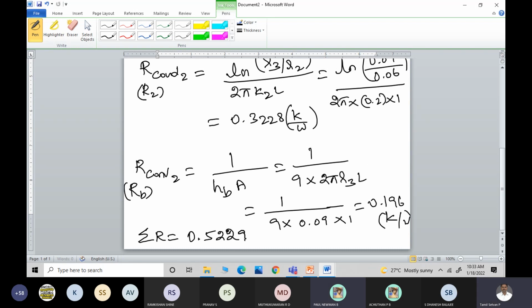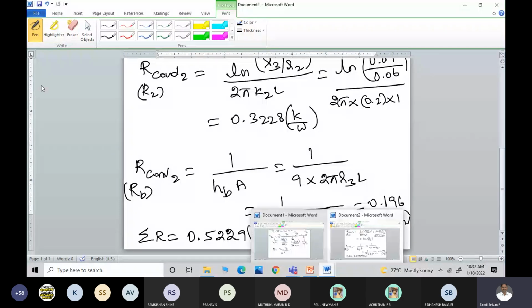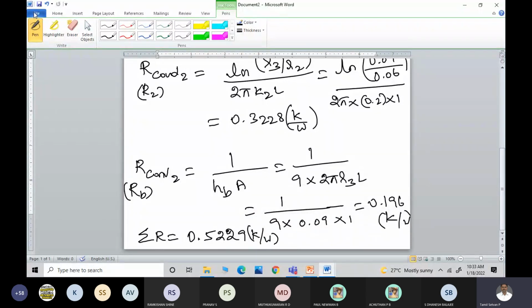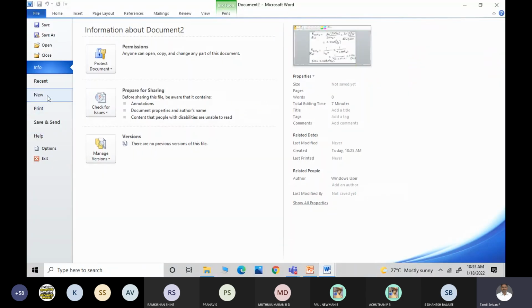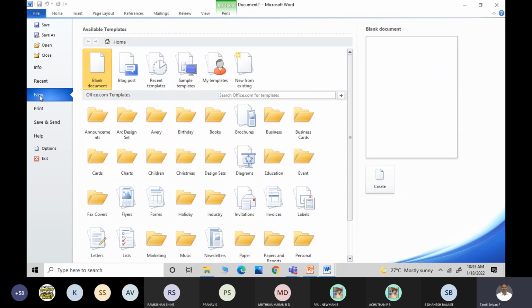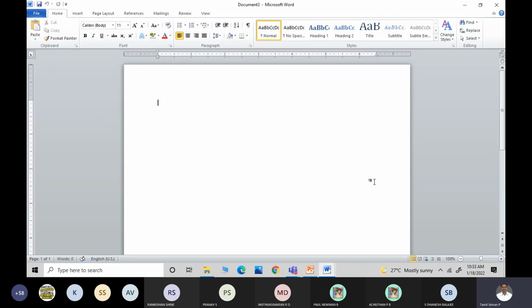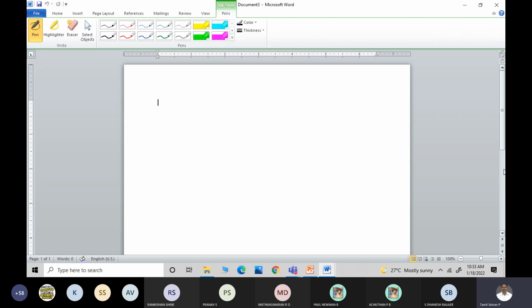Kelvin by watt. Am I correct? Yes. Okay. Now you can find out the heat transferred. Since we have found out all the resistances, finding out the interface temperature is also easier. The moment you find the heat transfer, you can immediately find the interface temperature. So it's very much easier.